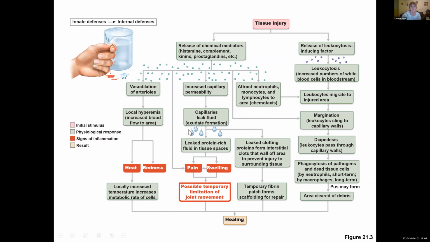Right now, this exudate is supposed to be picked up by your lymphatic vessels and remove possibly some pathogens or maybe some toxins from the site of the injury. So here are our cardinal signs: heat, redness, pain, swelling. And because we have pain and swelling, we have possibly temporary limitation of function. Here it says joint movement, but it can involve other function as well. This locally increased temperature, increased metabolic rate of cells, all leads to the healing.